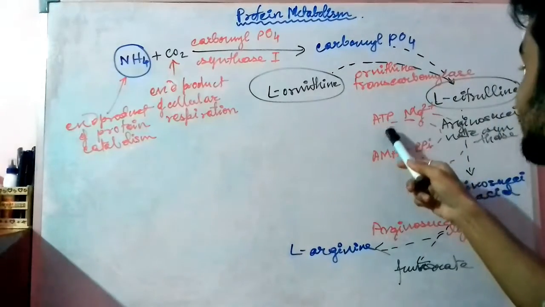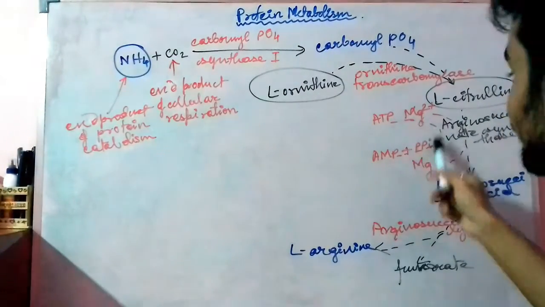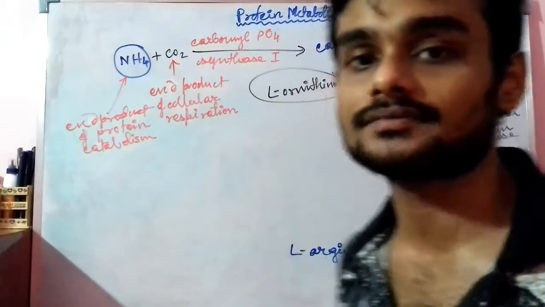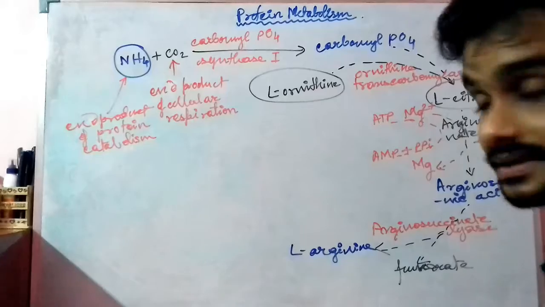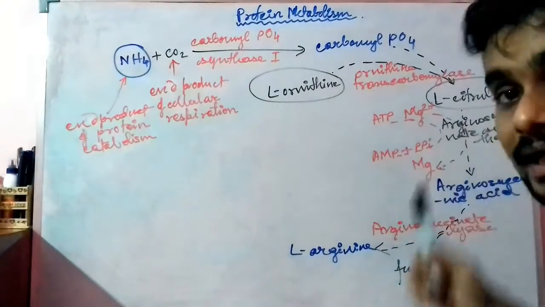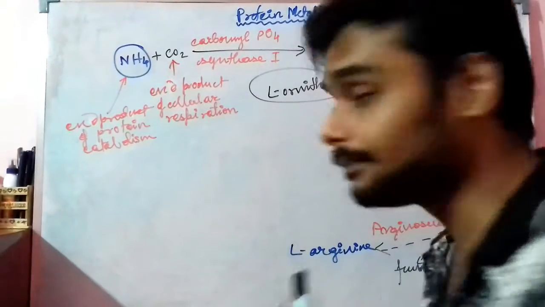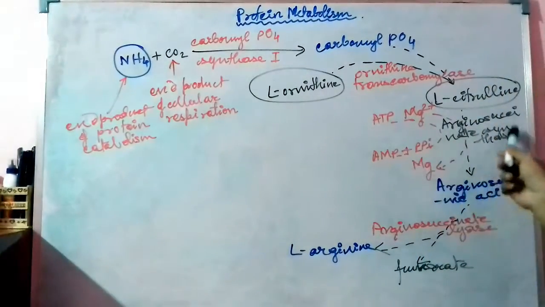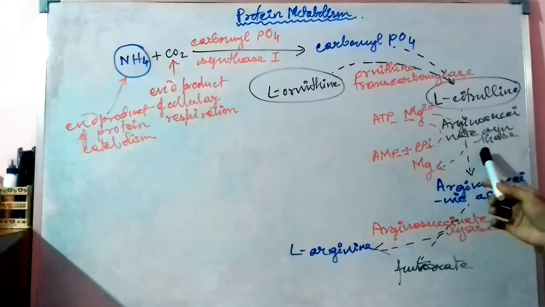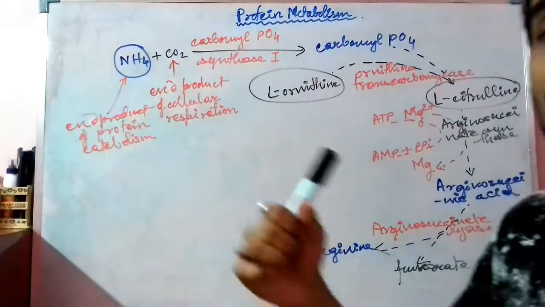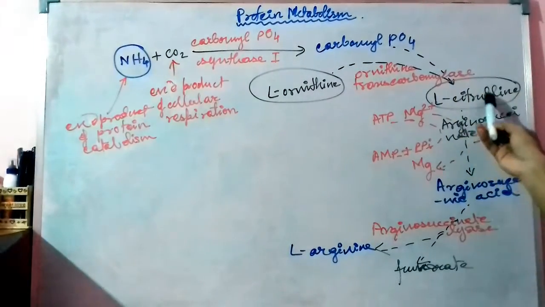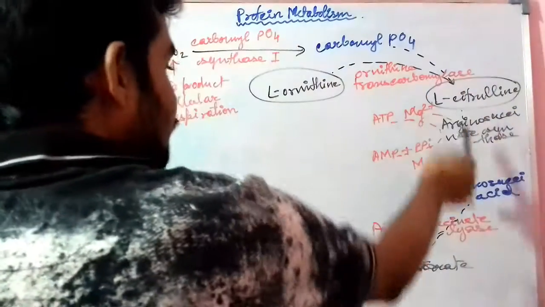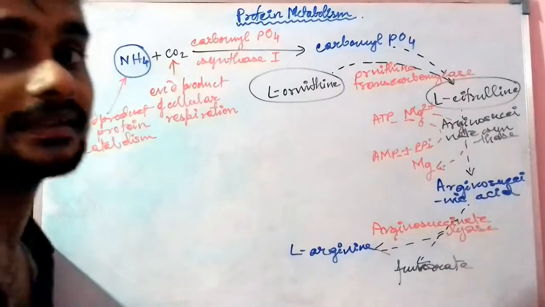Now what happens? This ATP converts to AMP and PPi, adenosine monophosphate and pyrophosphate, two inorganic phosphates. With the liberation of this energy from ATP to AMP and PPi, that energy is utilized by argininosuccinate synthetase in order to bring about the lowering of the activation energy of L-citrulline, which is the substrate, and after lowering the activation energy of the L-citrulline, it gets converted to argininosuccinic acid.